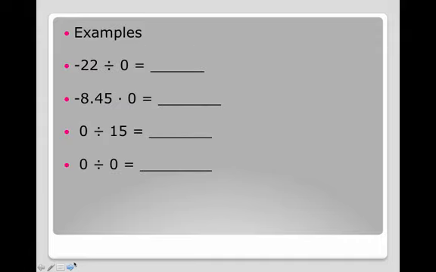Okay, so here's some examples. Again, pause your video, please, and then come back and check and see if you got the right answers. Okay, -22 divided by 0 is undefined. -8.45 times 0 is 0. 0 divided by 15 is 0. And 0 divided by 0, doesn't matter that it's 0, it's still being divided by 0, so it is undefined.